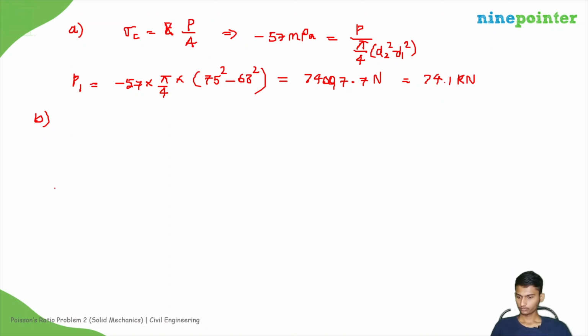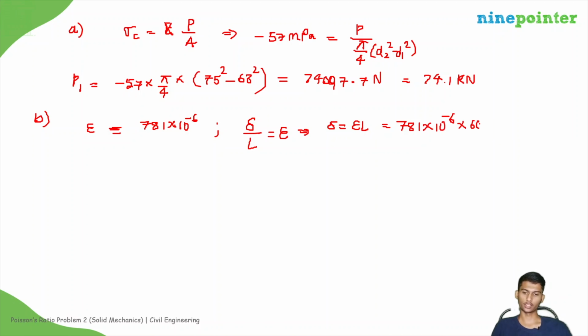In this case, we already know epsilon, which is 781 into 10 power minus 6. We need to find delta. Delta by L is equal to epsilon, so delta will be equal to epsilon into L. That will be 781 into 10 power minus 6 into 600 mm. This delta will be the shortening. So 781 into 600 gives 0.4686 mm. This much is the shortening.